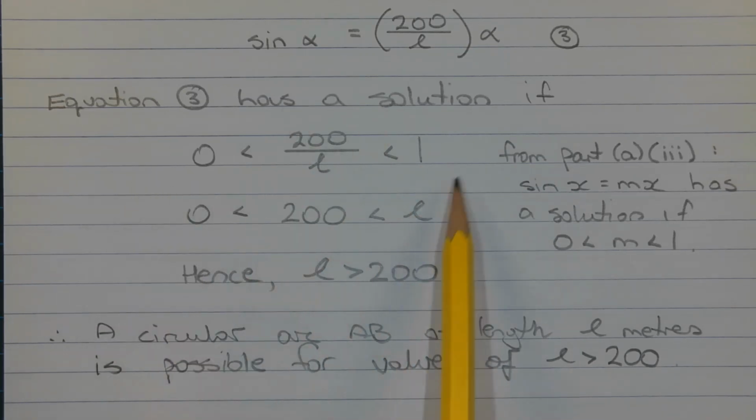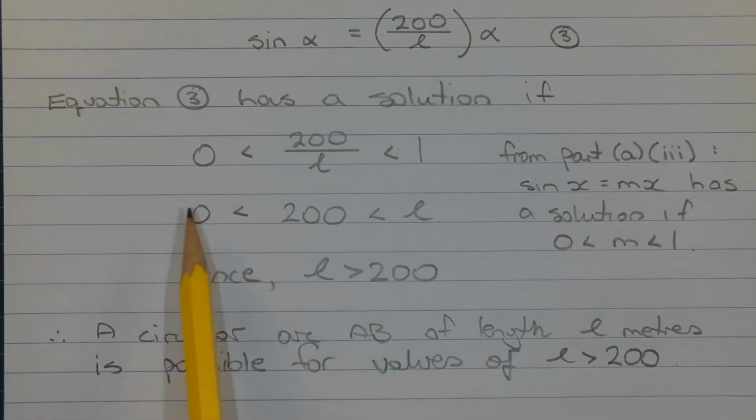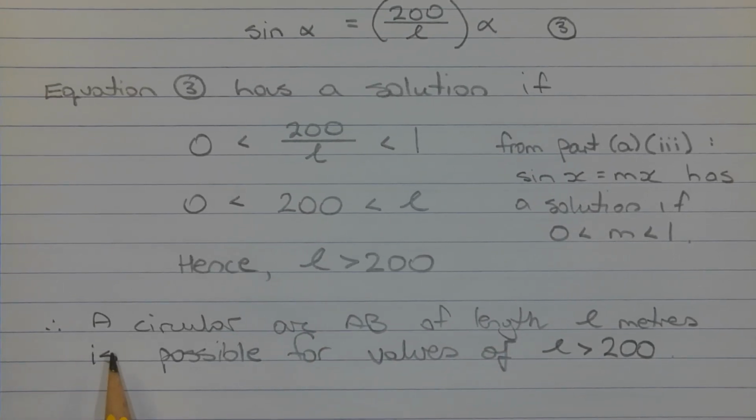So we can form this inequality. 200 over L is greater than 0 and less than 1. Multiplying all terms by L, we get 200 is greater than 0 and less than L, which implies that L is greater than 200. Therefore, a circular arc AB of length L meters is possible for values of L greater than 200.